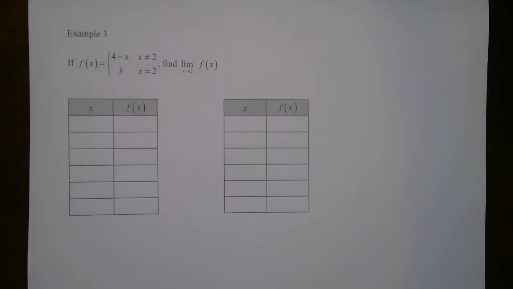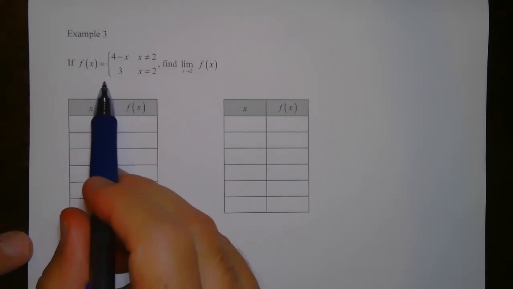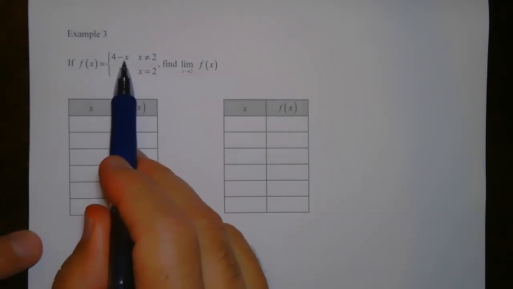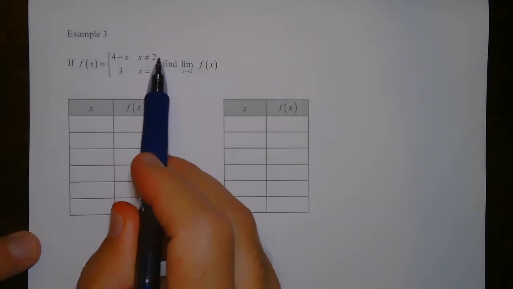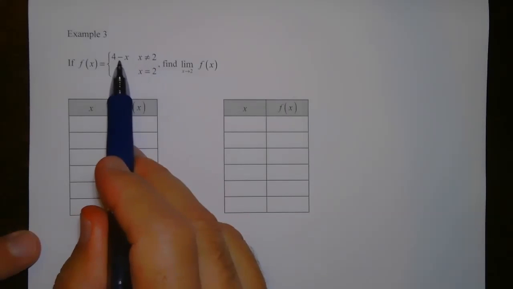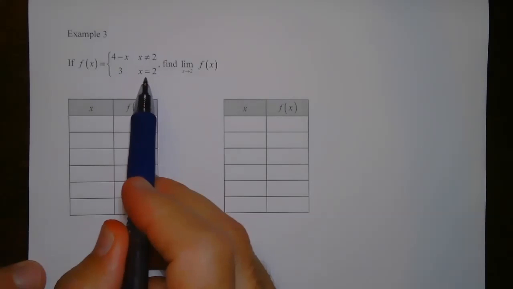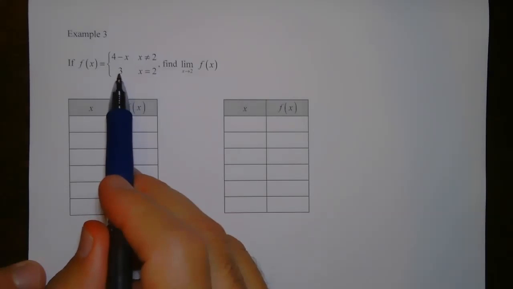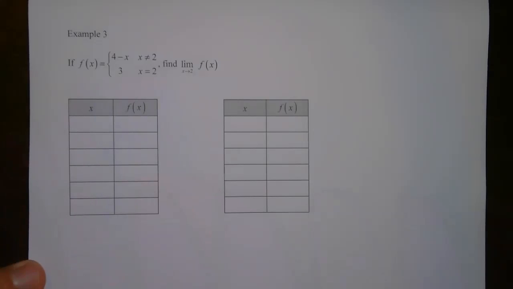Okay, so for this problem, we have this function, and this is a piecewise function, and it's 4 minus x when x does not equal 2. So if x doesn't equal 2, we use this top piece, okay? But when x is exactly 2, it's 3. And that's the only time it's 3. So this would be f of 2 is equal to 3, okay? All right, so, can the limit be different than the function value? Yes, it can, and we're going to see that here, okay?